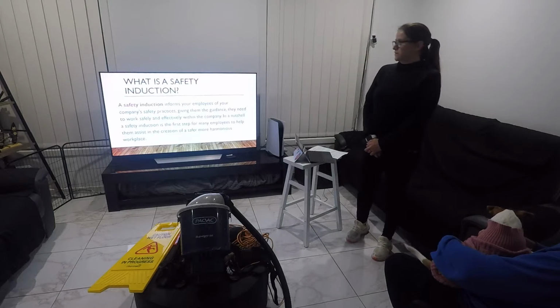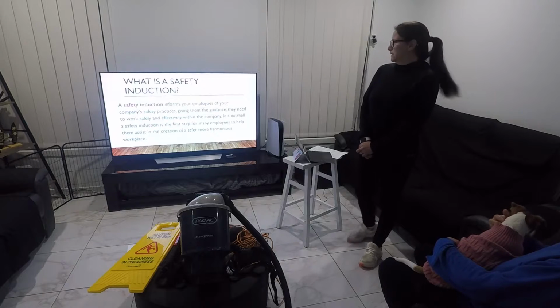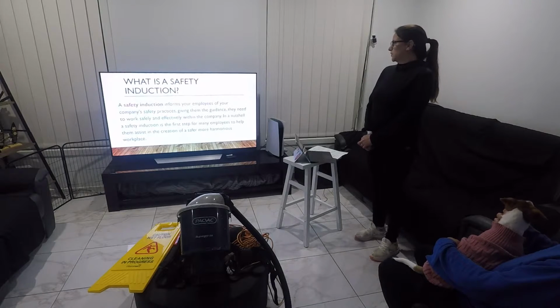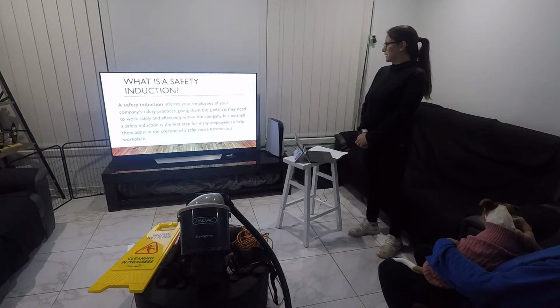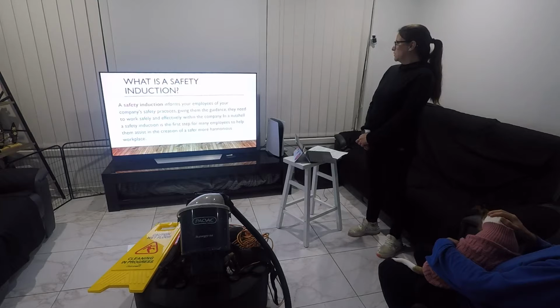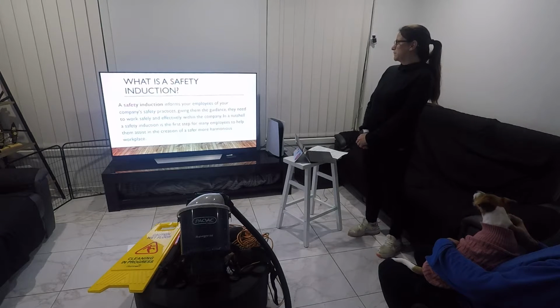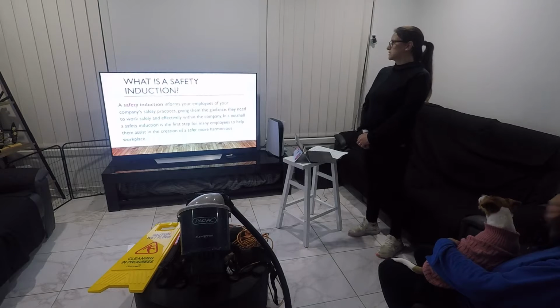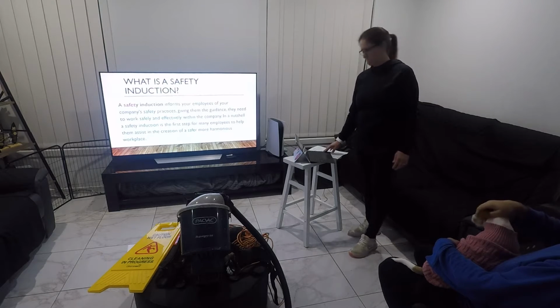What is a safety induction? A safety induction informs your employee of your company's safety practices and gives them the guidance they need to work safely and effectively with the company. In a nutshell, a safety induction is the first step for many employees to help them assist in the creation of a safer, more harmonious workplace.